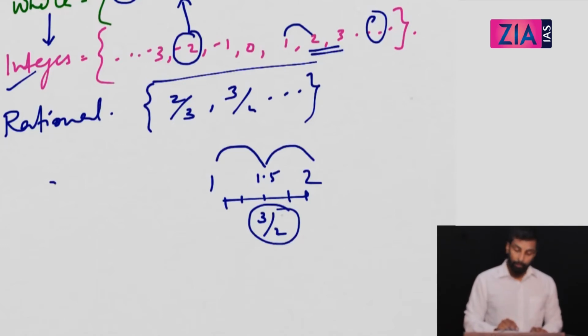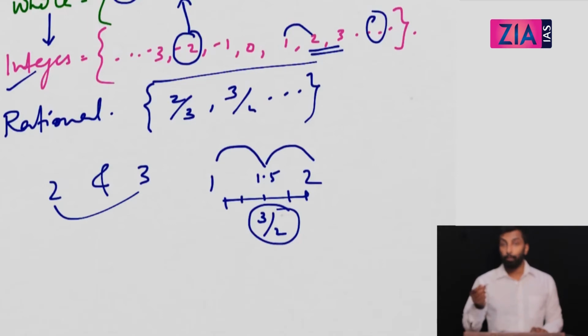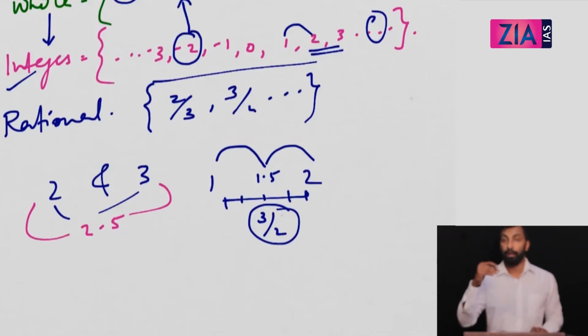So between 2 and 3, you take the average. That is 2.5, which is actually 5 by 2, the midpoint. So between 2 and 3, the first midpoint is 2.5, 5 by 2. Then between 2 and 2.5, you can find the midpoint. Between 3 and 2.5, you can find the midpoint. And you can keep on finding midpoints. So in each case, you are actually getting a rational number.